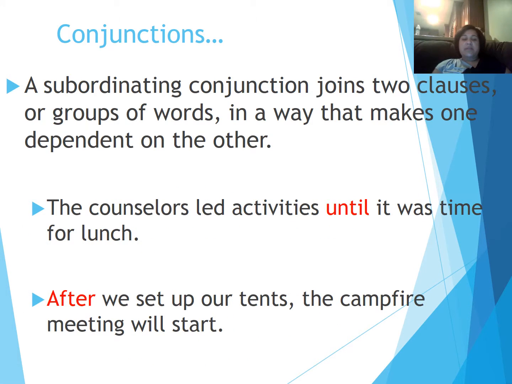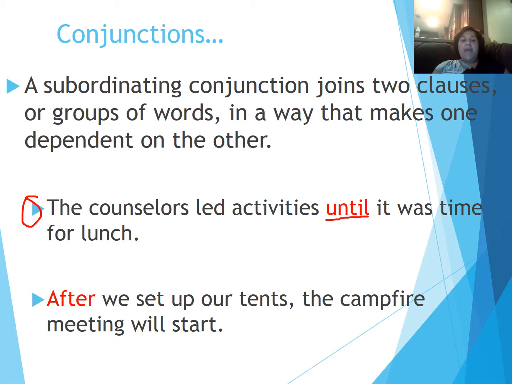So let's look at our sentences. The first sentence says, the counselors led activities until it was time for lunch. The subordinating conjunction is until, okay? Because we have the counselors led activities. When did they lead the activities? Until it was time for lunch. Until it was time for lunch cannot stand alone. It doesn't make sense as a complete sentence.